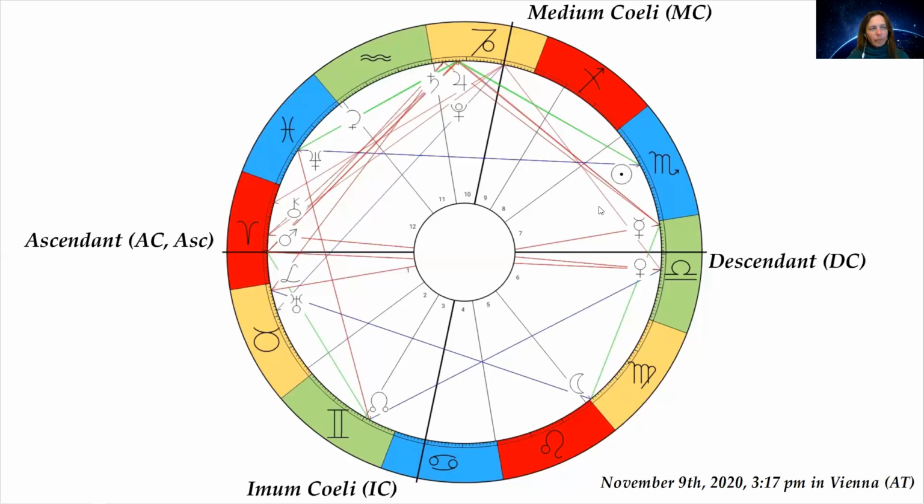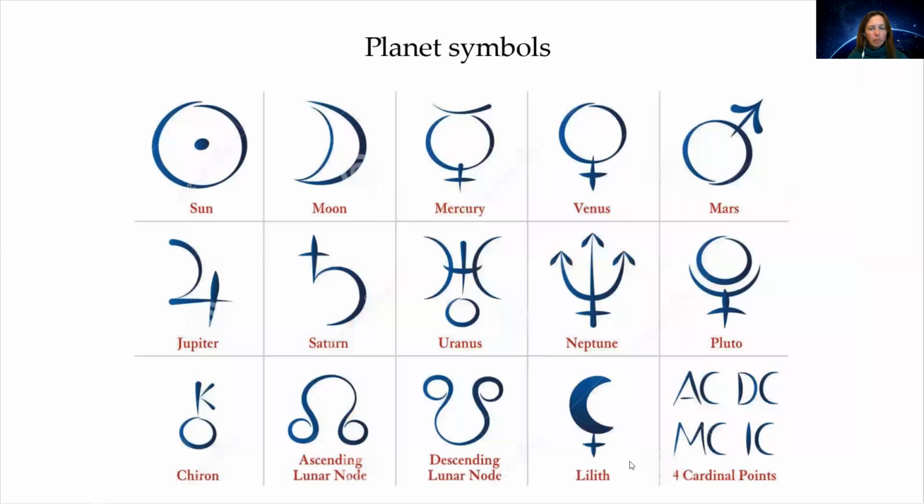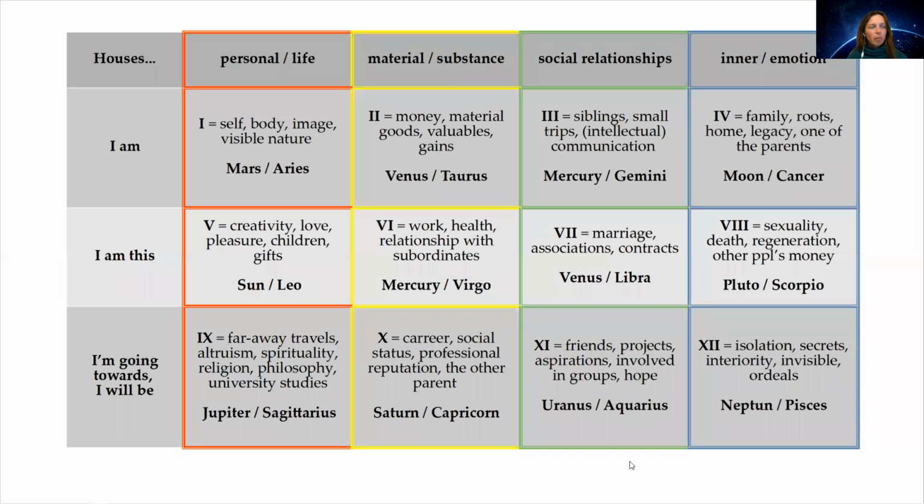So basically, I'm reaching the end of what I wanted to show for today. Here we have a table summarizing everything that we've seen before. For most things, that was too quick. What we've seen before with the different elements. Looking at the houses, here we have the fire houses, the 1st, 5th, and 9th house, corresponding to Aries, Leo, and Sagittarius, corresponding as well with Mars, Sun, and Jupiter.